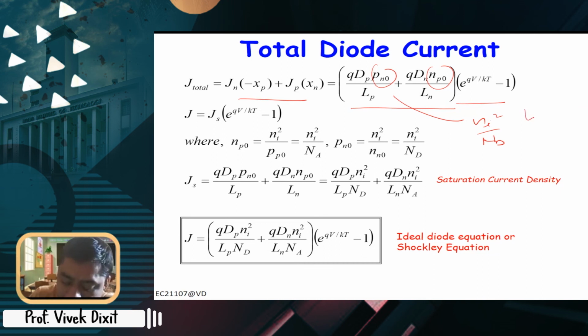So you can write L square is D tau. So you can write L by D is tau by L, right? Or L by tau is D by L, whatever you want to write. So this can be simplified as q Dp by Lp becoming q Dp ni square by L times Nd. So D by L will become L by tau, right? Those things also you can change if you like. So this is basically the ideal diode equation, the Shockley equation.